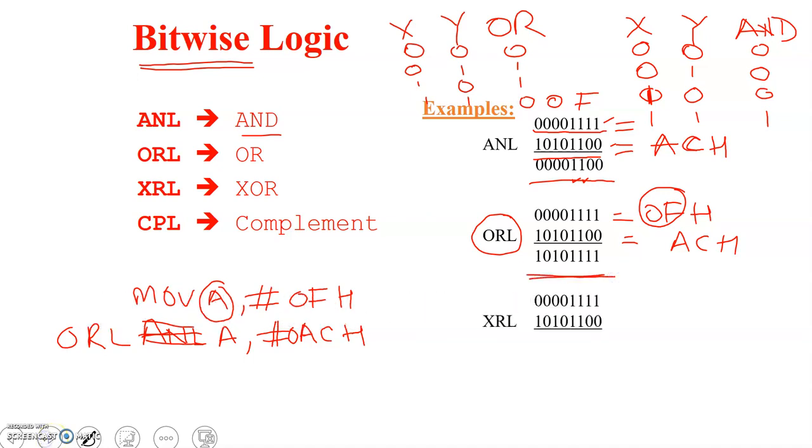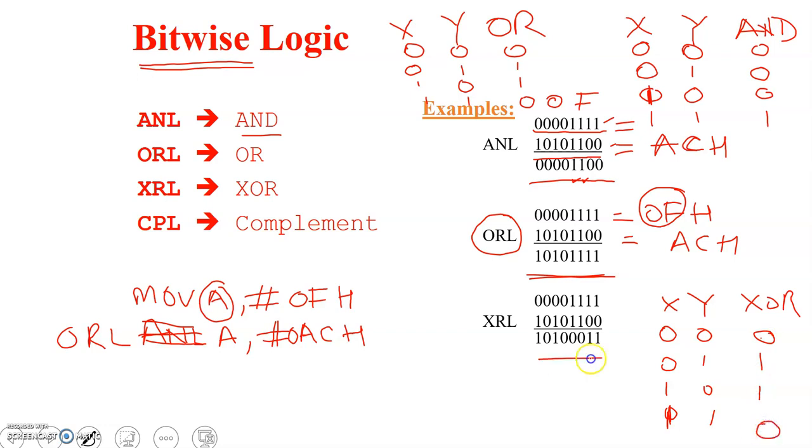Next, take XOR. Let's see the truth table of XOR. So X, Y, and XOR. So 0 0, 0 1, 1 0, sorry, 1 1. So for 0 0, it is 0, for 0 1 it is 1, for 1 0 it is 1, and here it is 0. So you can verify it here.